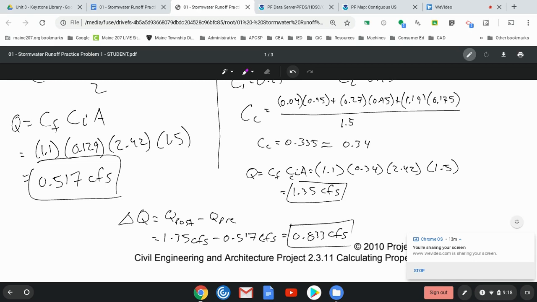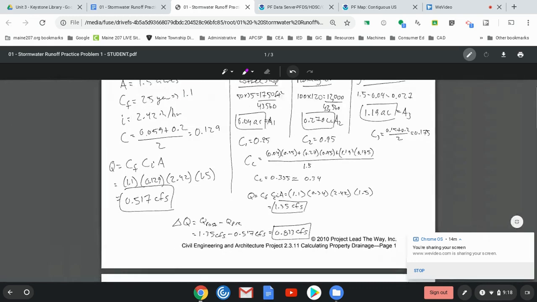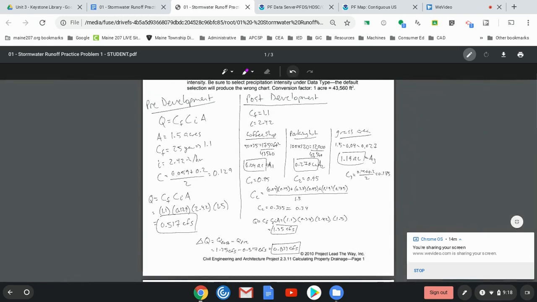So we've increased by quite a bit. The increase is more than the original. So we have quite a bit more runoff. This would definitely need to be taken care of on site. So you need either some detention basins or some kind of system to control this runoff so it wouldn't flood a neighboring area. All right, so that's the basics of how you do something like this.